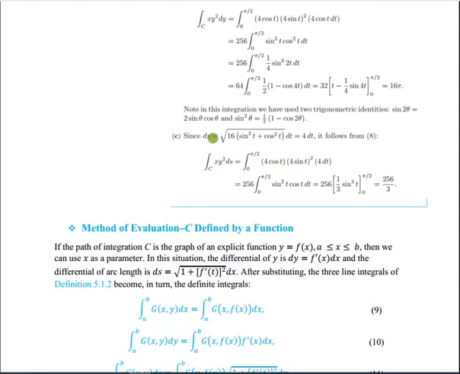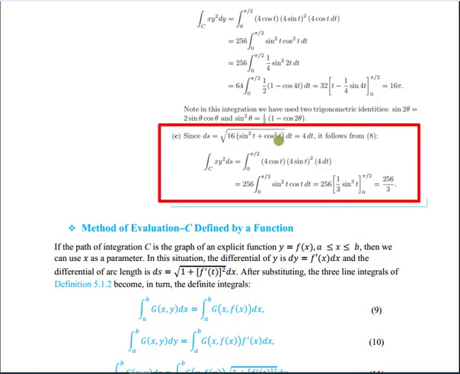Since ds equals the square root of 16 (sin² t plus cos² t), because ds equals the square root of x'(t)² plus y'(t)², this will give you 4 dt. So it follows from equation number 8 we can write the integral over C of xy² ds equals the integral for t from 0 to π/2, x as 4 cos t, y as 4 sin t, 4 dt, and it will give you the answer 256/3.